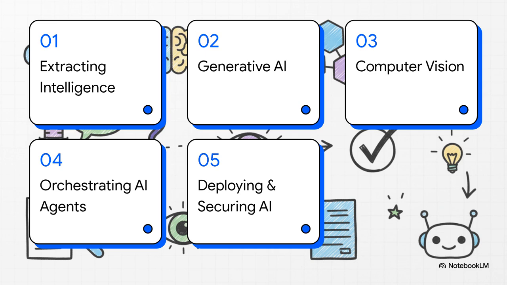We're going to start by pulling intelligence out of data. Then we'll jump into the super creative power of generative AI. After that, we'll see how AI perceives the visual world with computer vision. Then we'll orchestrate some smart AI agents. And finally, and this is crucial, we'll cover how to deploy and secure everything.